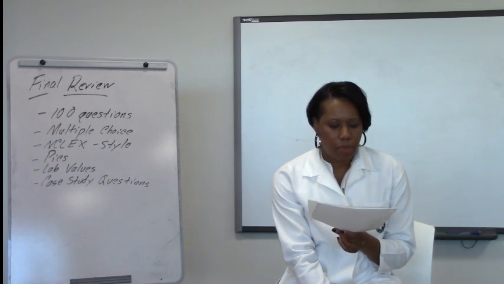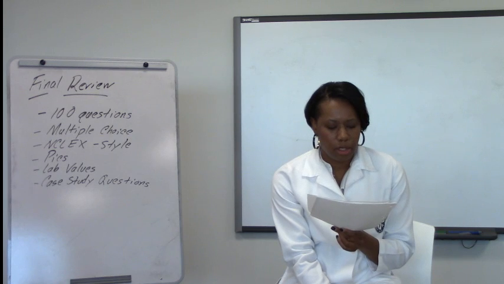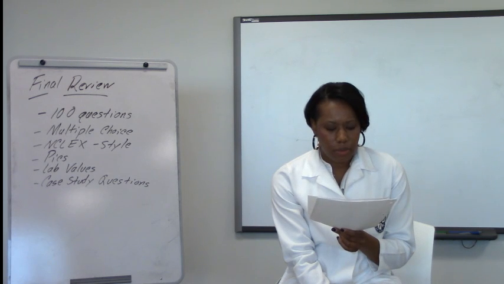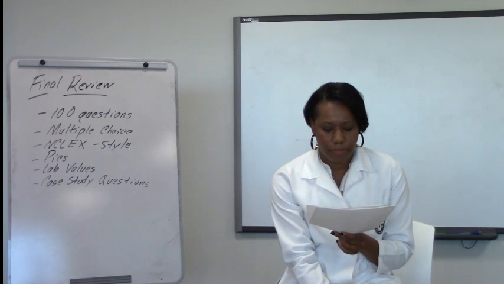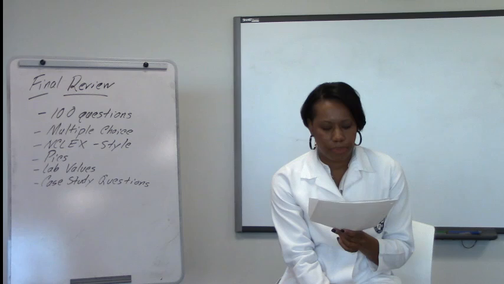Glucose 2-hour postprandial blood, which is after a meal. Postprandial is after a meal. So glucose 2 hours postprandial. And then the last one I need you to highlight is the glycosylated hemoglobin. And they give you a percentage for that.